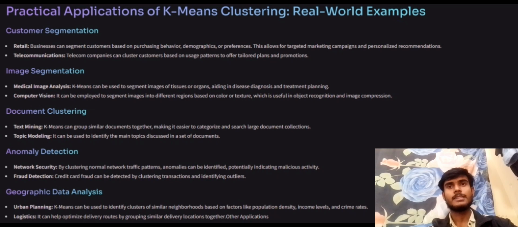Image segmentation, medical image analysis: K-means segments images into tissues or organs, aiding in disease diagnosis and treatment planning. Geographical analysis, urban planning: K-means is used to identify clusters of similar neighborhoods based on vector data.